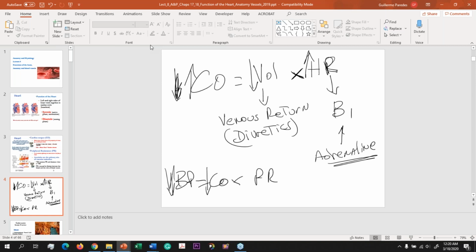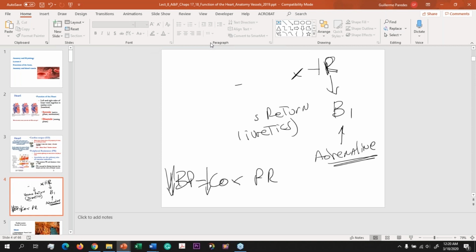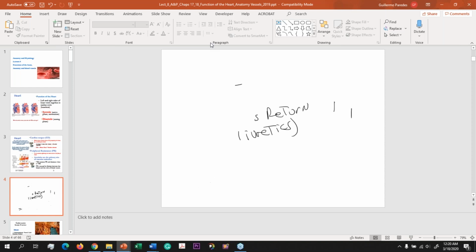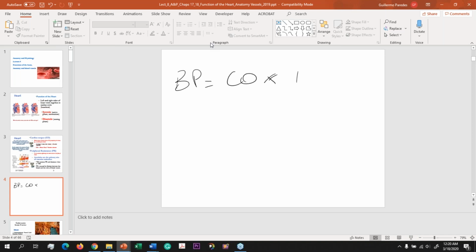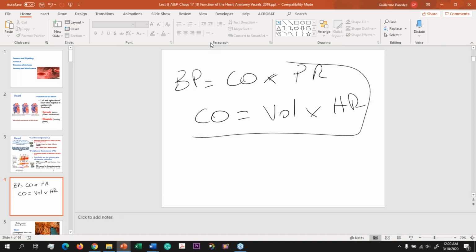So what you need to remember for this part is very clear: what is your cardiac output, what is the equation for the blood pressure. Conclusion, blood pressure equals cardiac output times the peripheral resistance, and cardiac output is stroke volume times the heart rate. That is critical. If you don't know this, you're going to have very serious problems in your pharmacology.